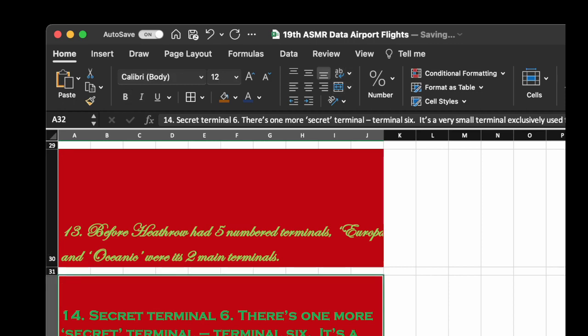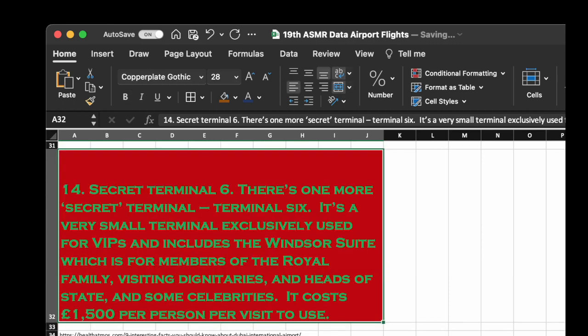Fun fact number 14. Secret Terminal 6. There's one more secret terminal. Terminal 6. That's right, we're giving you the inside scoop here in Haystats tomorrow. It is a very small terminal exclusively used for VIPs. Includes the Windsor Suite, which is for the members of the royal family, visiting dignitaries and heads of state, and some celebrities. It costs 1,500 quid per person per visit to use.